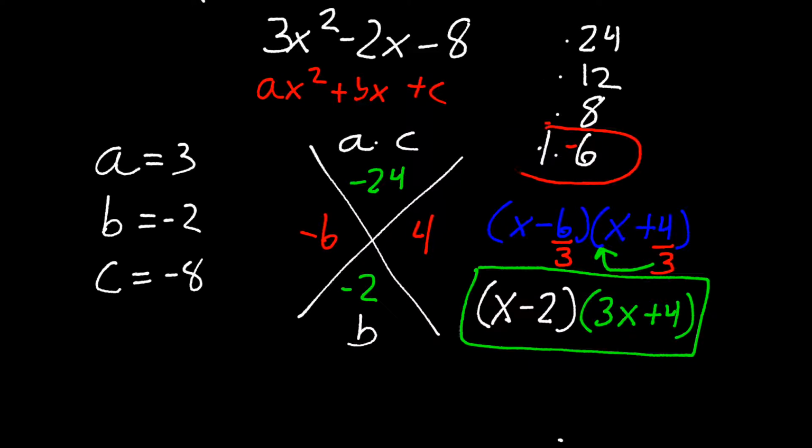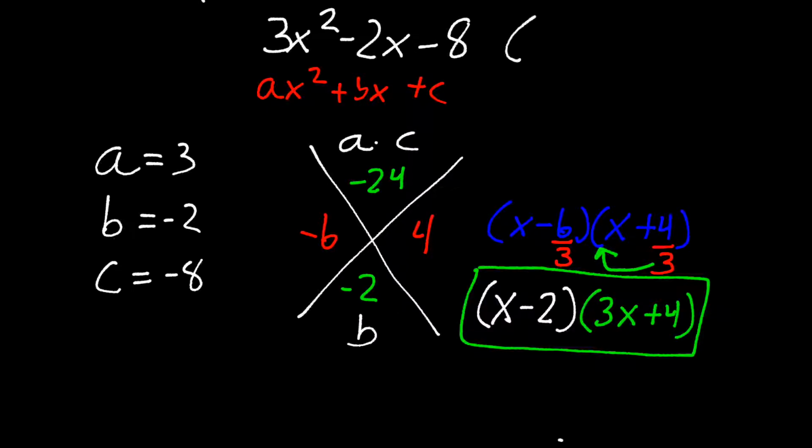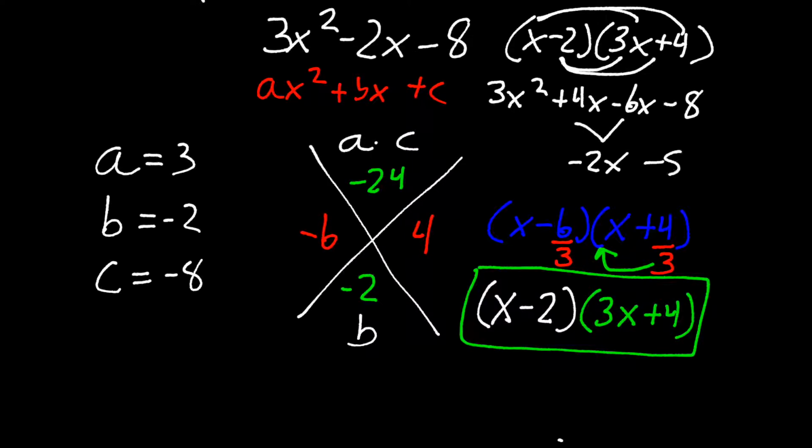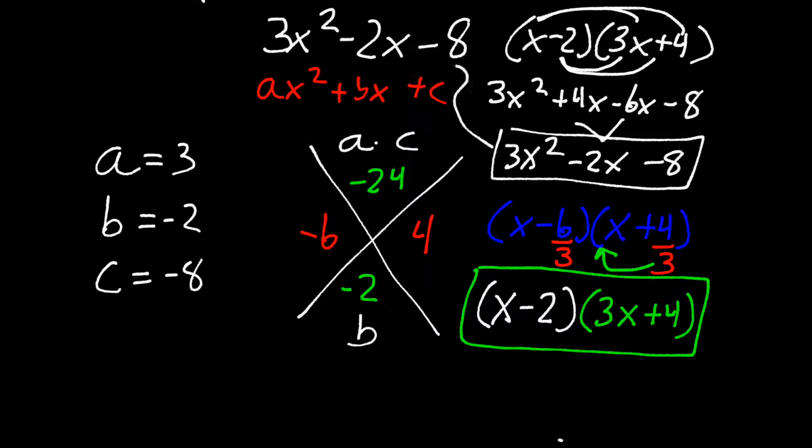And just to prove it, let's FOIL it out just to make sure. So I have x minus 2 times 3x plus 4. x times 3x is 3x squared. x times 4 is a plus 4x. Negative 2 times 3x is a negative 6x. And negative 2 times 4 is a negative 8. Combine these to get a negative 2x, and everything else falls into place. And this matches that.